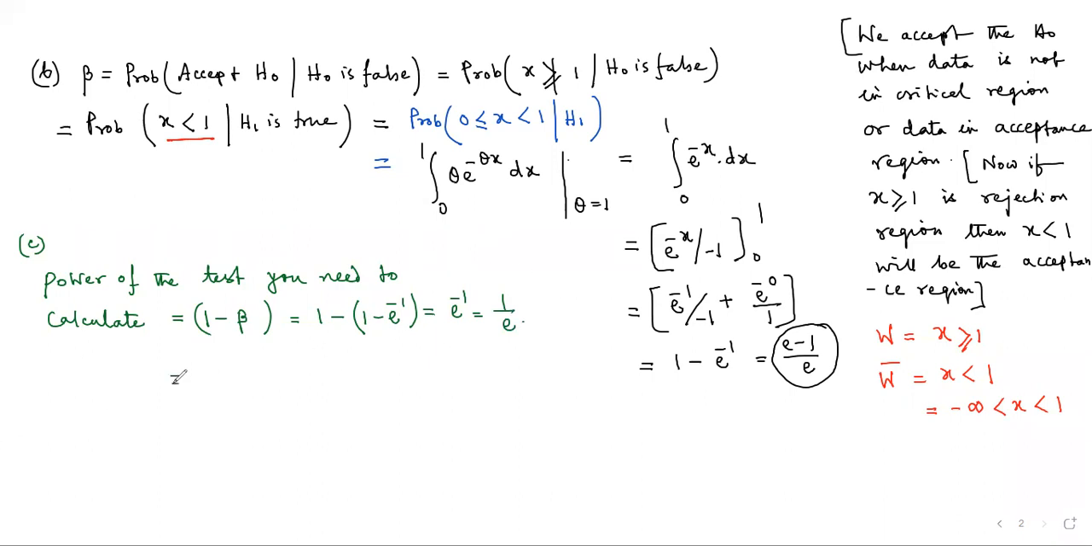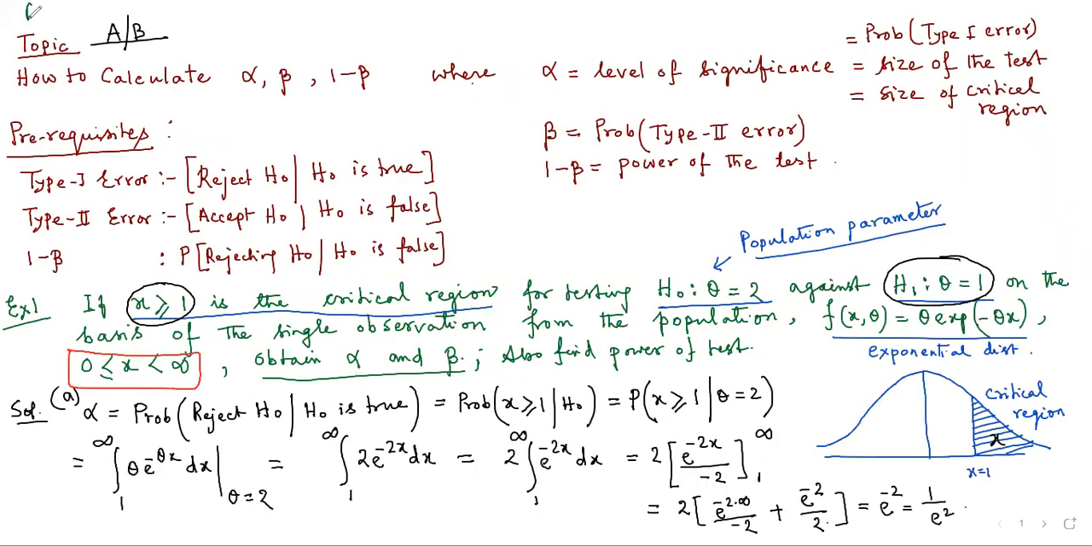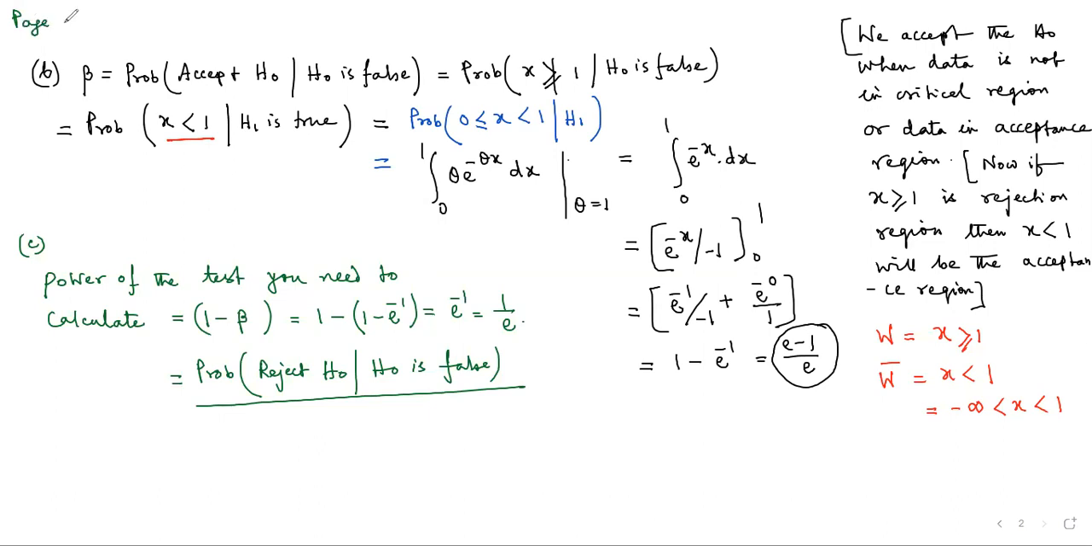Or if you want to calculate the power of the test directly, that means if someone thinks that no, I'm not going to calculate in the current way, then what you are supposed to find is: reject H naught when H naught is false. Then you have to start from scratch and calculate the probability. So that is my page 1. That is how we calculate the level of significance and the power of the test, and the probability of committing type 2 error also.